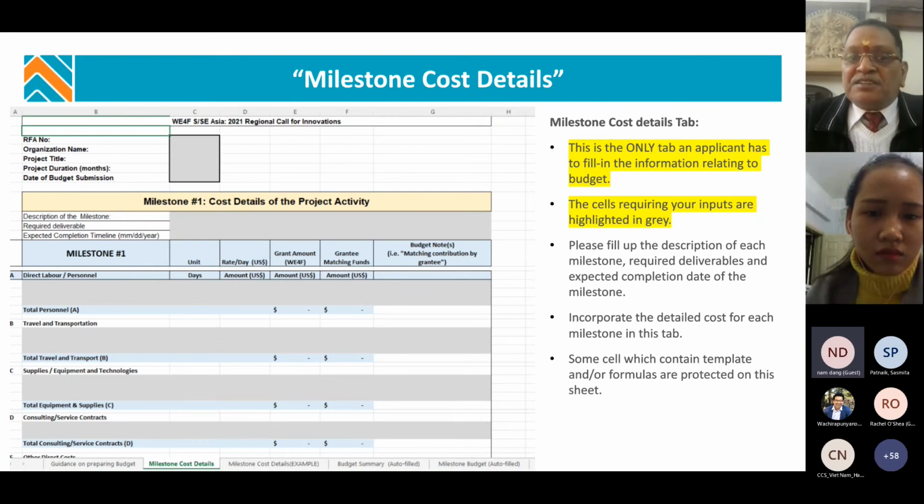And you will find some of the cells are password protected because they either have the formulas or they are the template of the budget. So you will not be able to change those cells. Next slide, please.